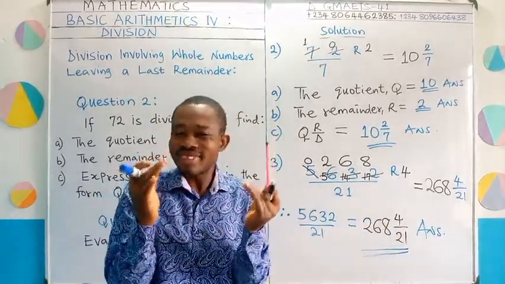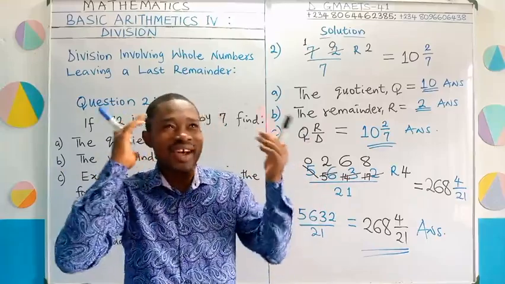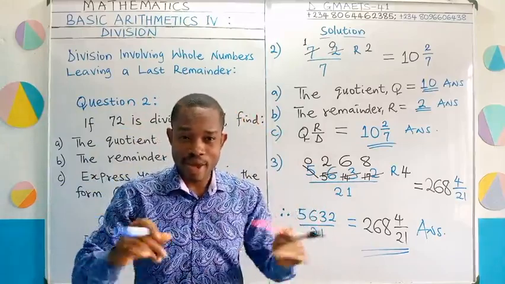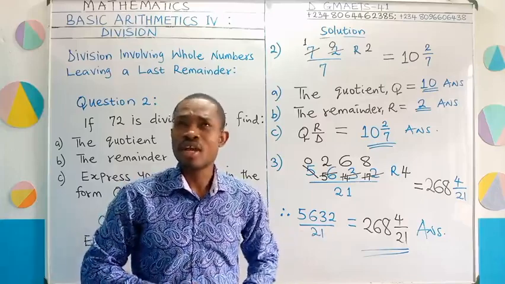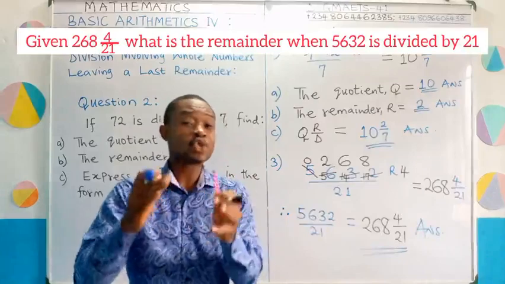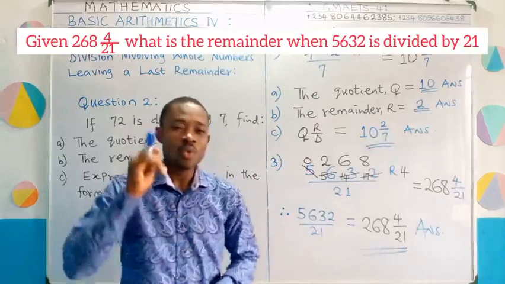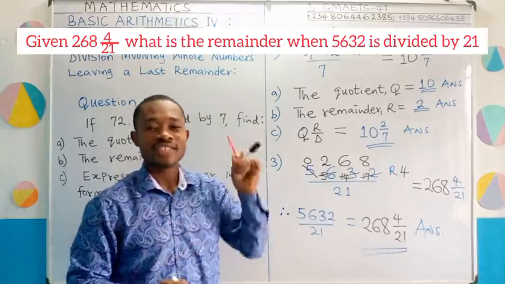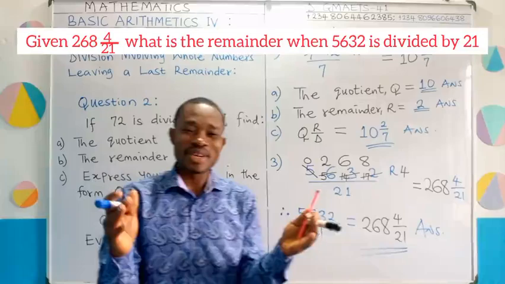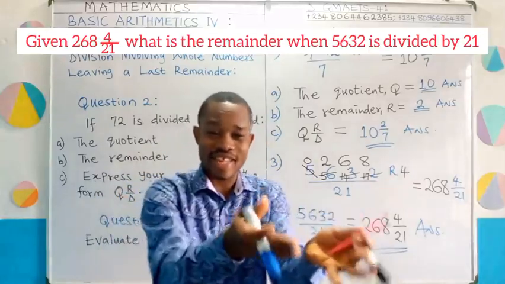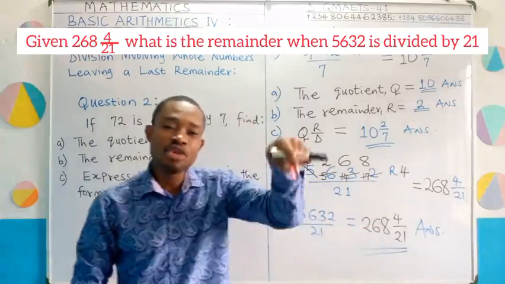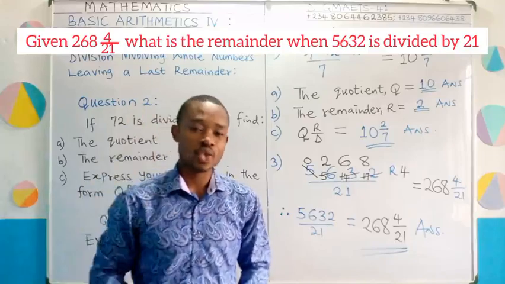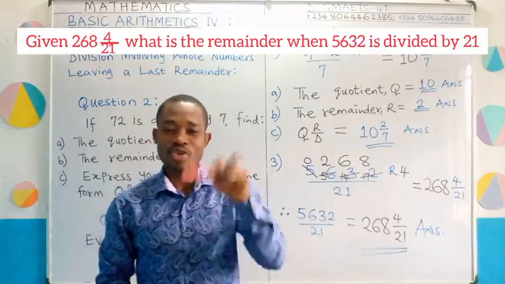So I can give you some type of technical questions, alright? Questions that will make you be thinking, what do I do? But the answer will be very simple there looking at you. Pay attention, let me say this. It's a question. Given 268 whole number 4 over 21, what is the remainder when 5,632 is divided by 21? Is it that question? You don't need to punish yourself solving anything. The answer is just there in the question. And the answer is the numerator of that fraction that I pronounced, 268 whole number 4 over 21. The answer is just that 4, that numerator.